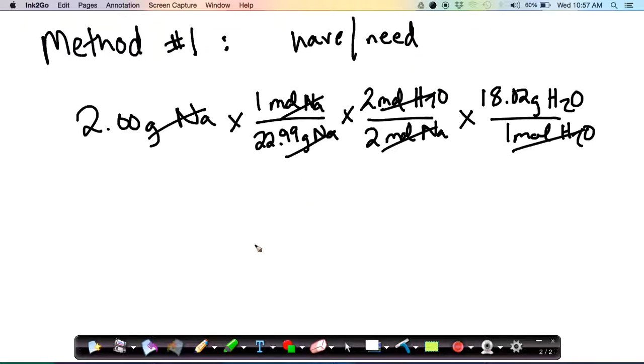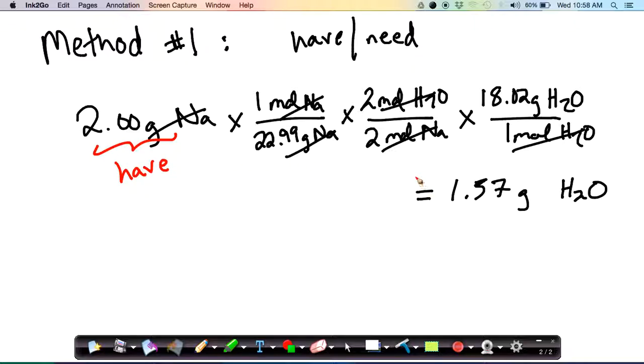And if I do the math, I'm going to calculate how much water will react completely with 2.00 grams of sodium. And this comes out to be 1.57 to 3 sig figs grams of H2O. So what I'm saying here is that if I have 2.00 grams of sodium, I will need 1.57 grams of H2O to react completely.